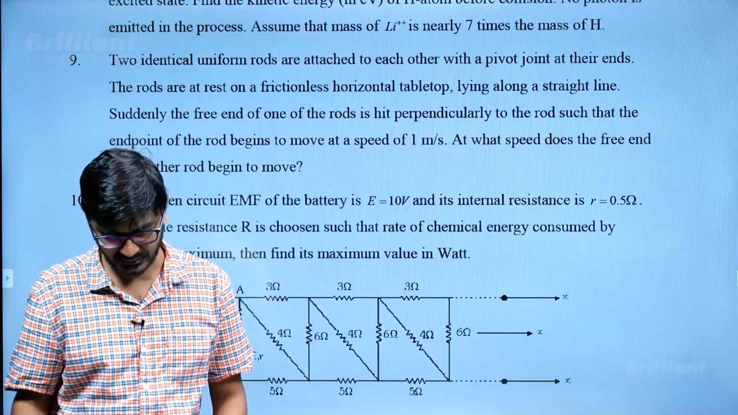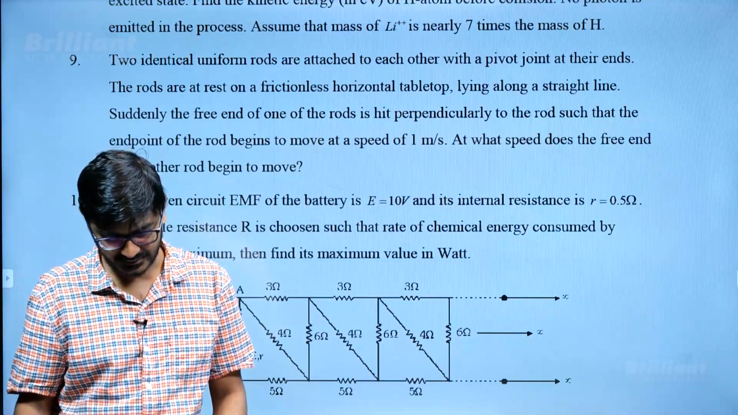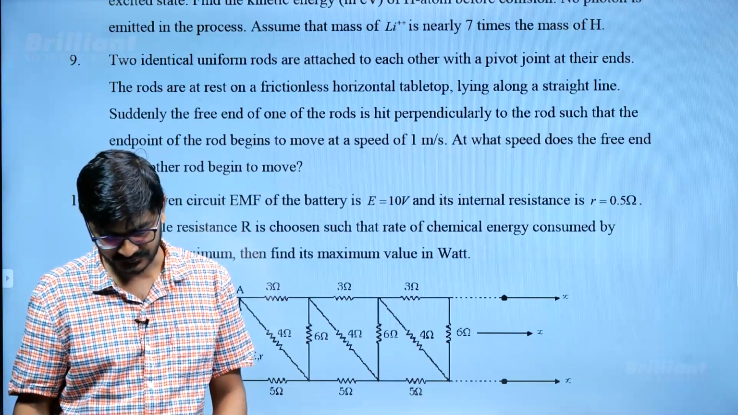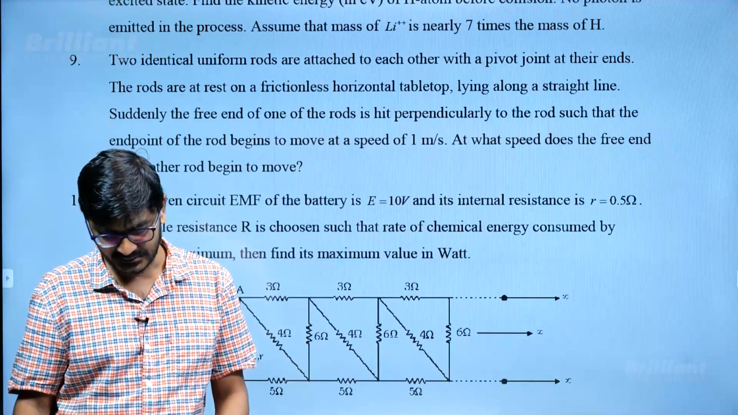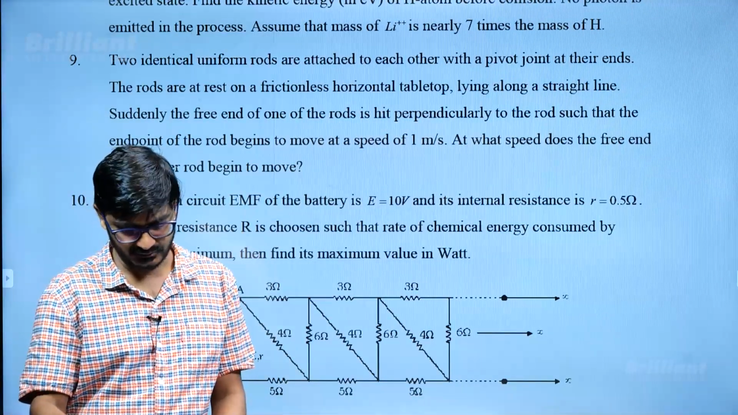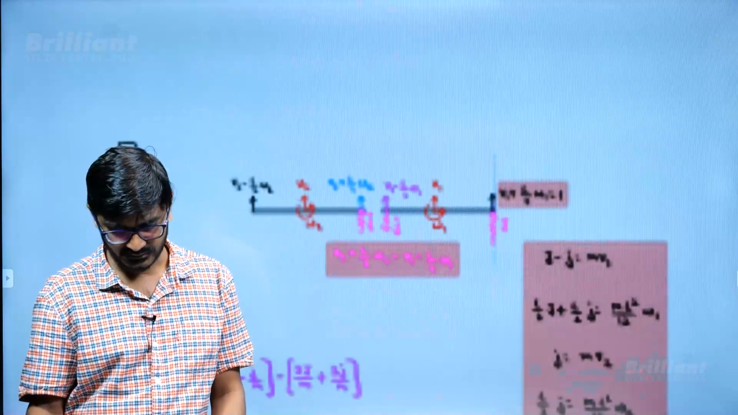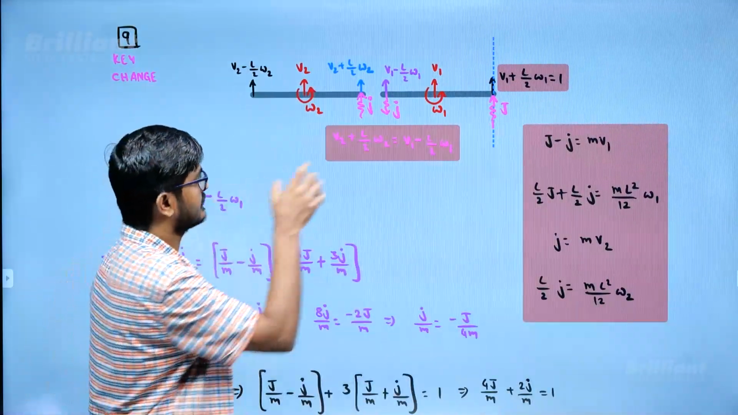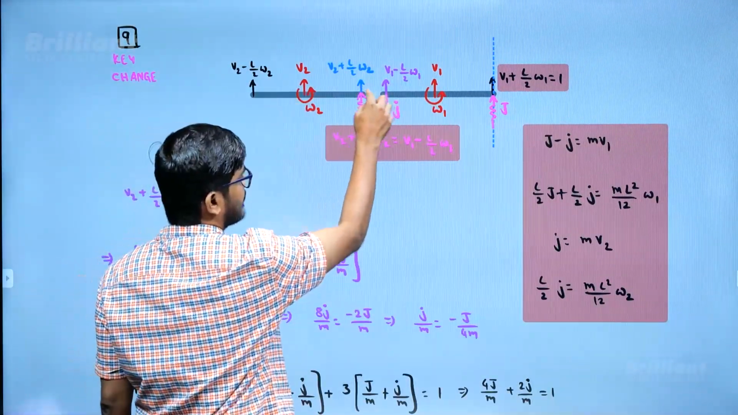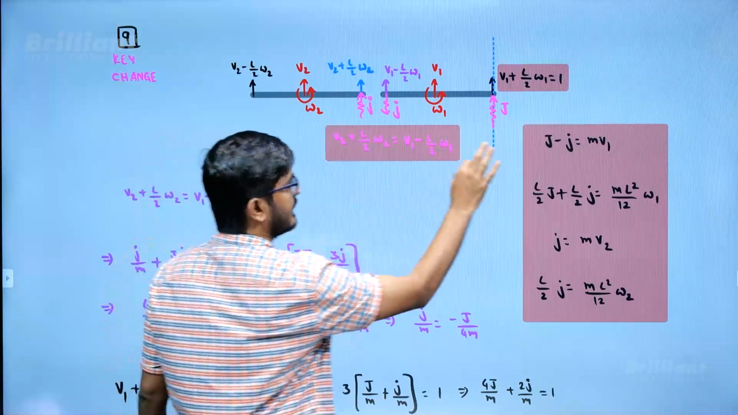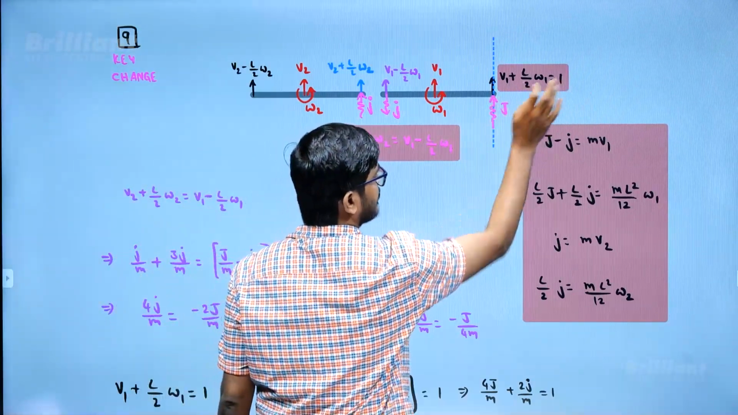Suddenly the free end of the rods is hit perpendicularly such that the end point of the rod begins to move with speed 1. At what speed does the free end of the other rod begin to move? So, this is the figure. It's like there is one rod, there is another rod, they are tied here, but I have just drawn them separately. You are hitting it here and the speed is going to become 1, they said.